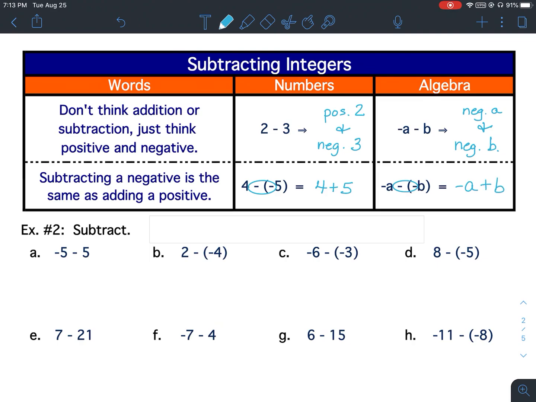So again, do not think addition or subtraction, think positive and negative. And if you have a double negative, change it to a positive. If you have any questions about that, let me know.